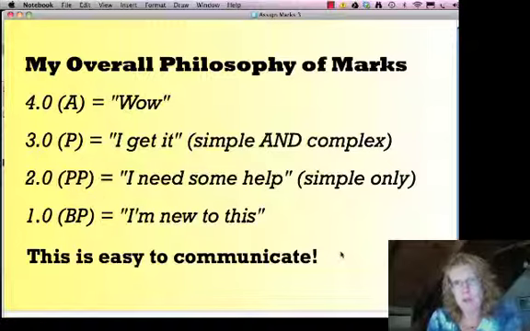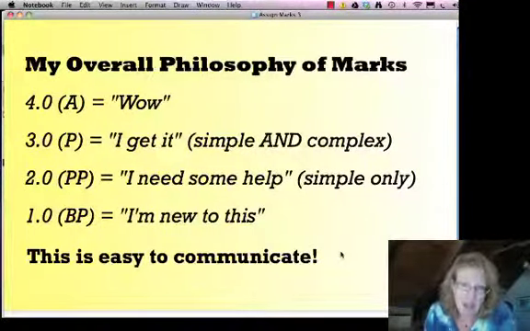A 3, proficient, means I got it. I can do the simple stuff. I can do the harder stuff. Yeah, I pretty much can do what it is that you want me to do. I may not be super sophisticated or go above and beyond, but I can do it.